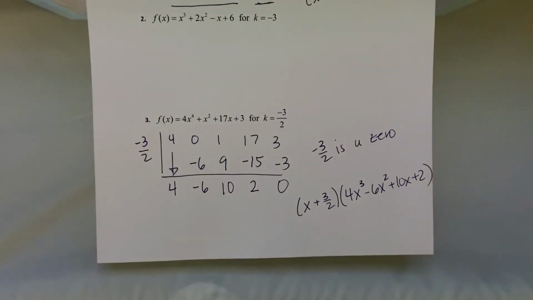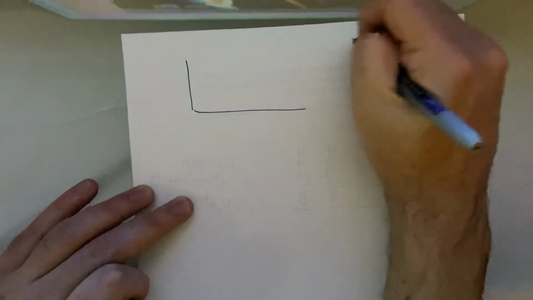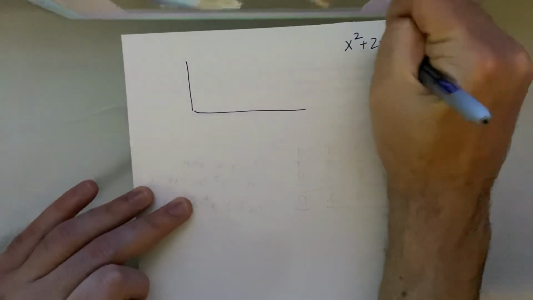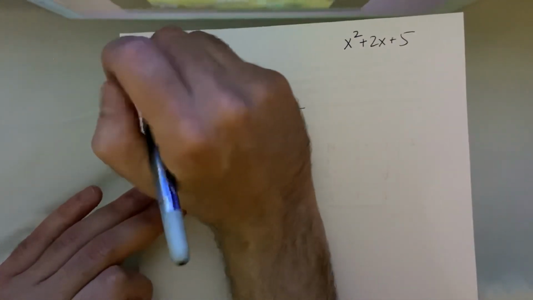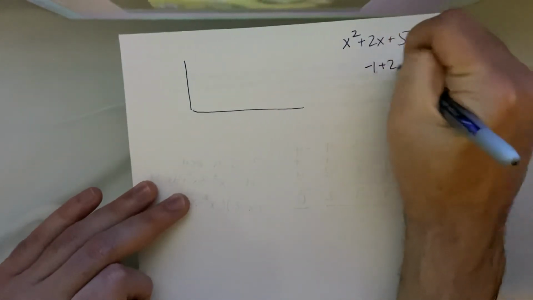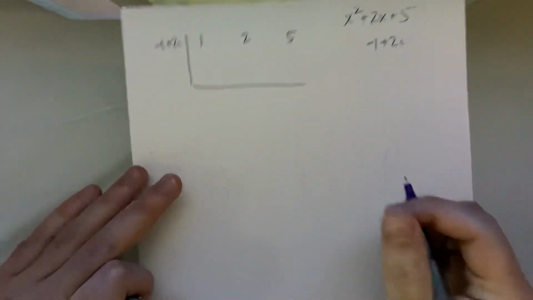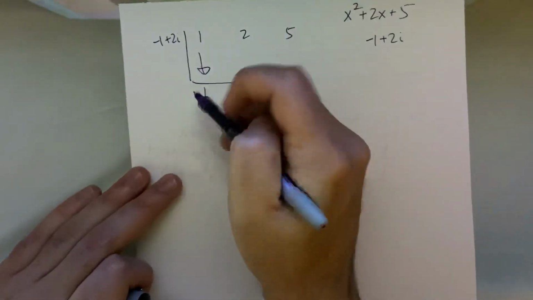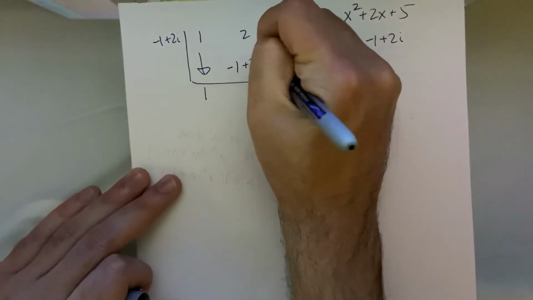Now, one last thing of note that I want to talk about is your homework is going to have you test this with factors like i. So let's say they wanted to know if x squared plus 2x plus 5 has a factor of negative 1 plus 2i. It works the same. You still bring down your coefficients. Bring 1 down. 1 times negative 1 plus 2i is negative 1 plus 2i.